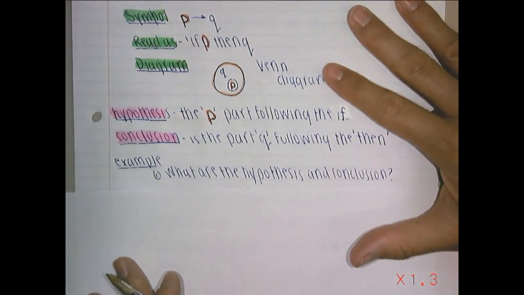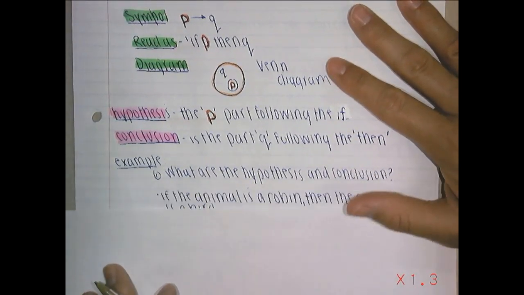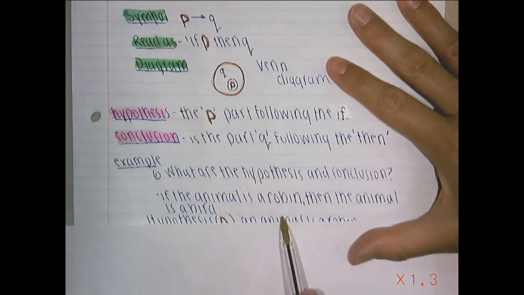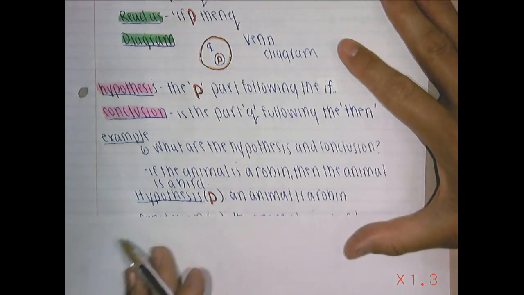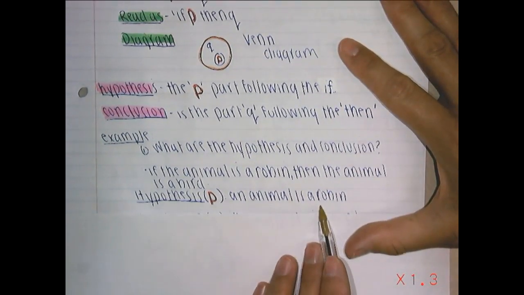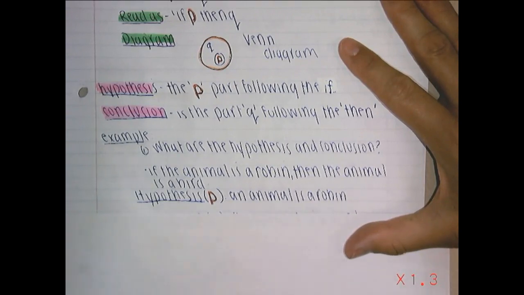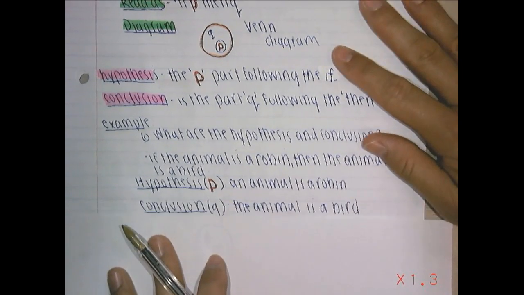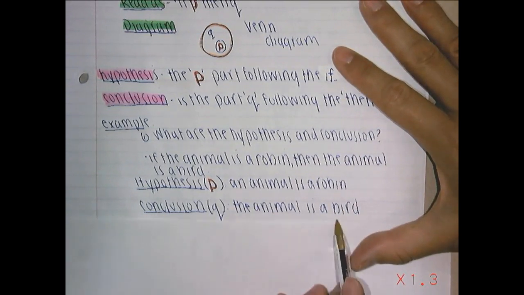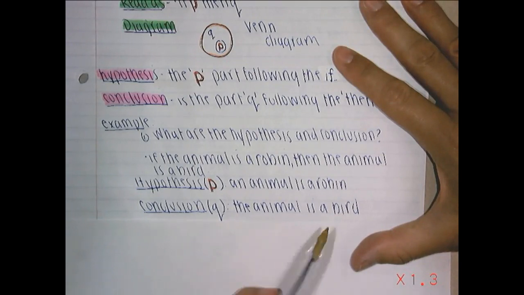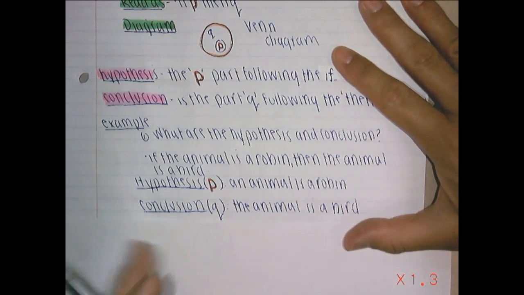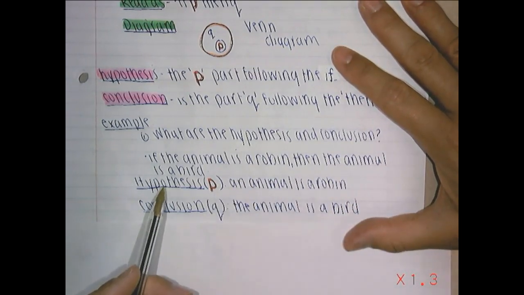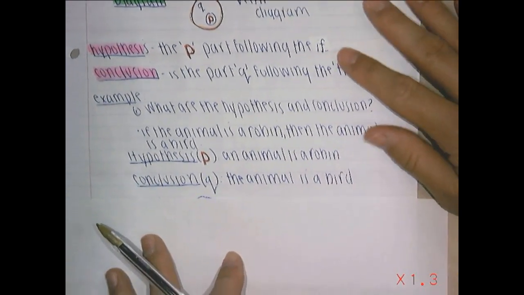Here's an example. What are the hypothesis and the conclusion? If an animal is a robin, then the animal is a bird. The hypothesis is an animal is a robin. That's after the if, right? So it's our hypothesis. And then we have the conclusion, the animal is a bird, and that is after our then. So our if-then statement has a hypothesis and a conclusion.